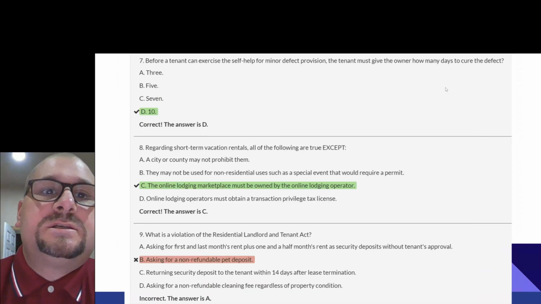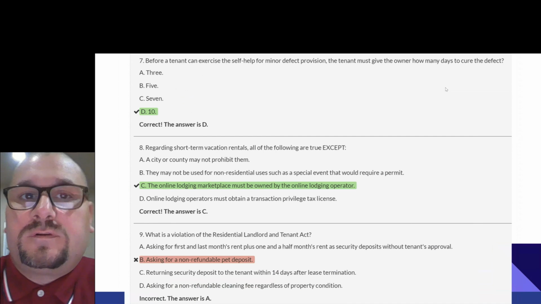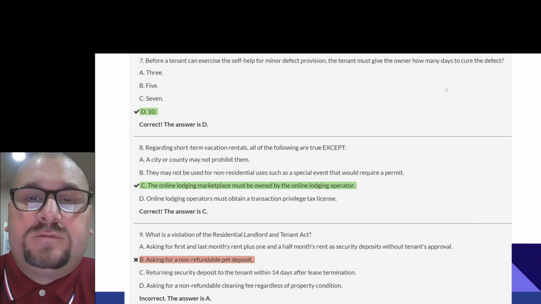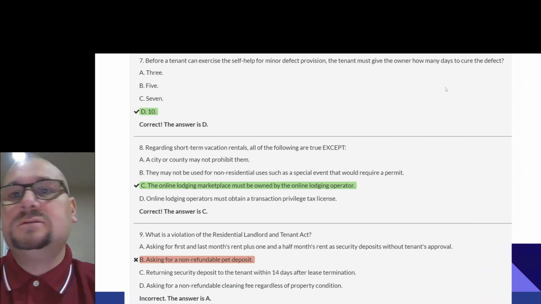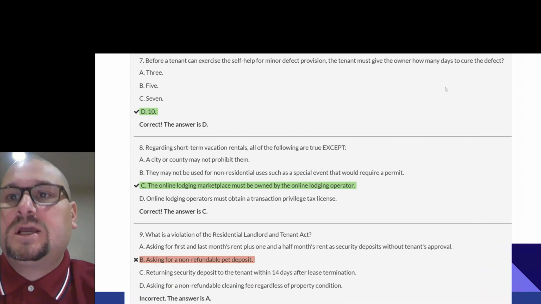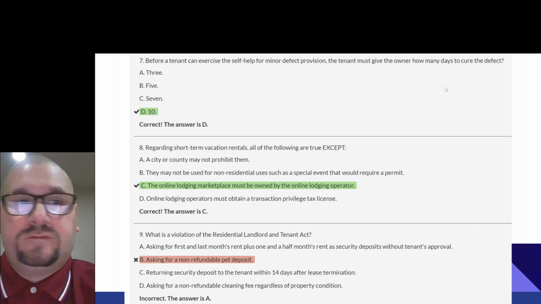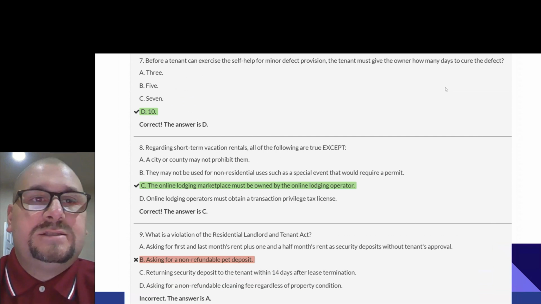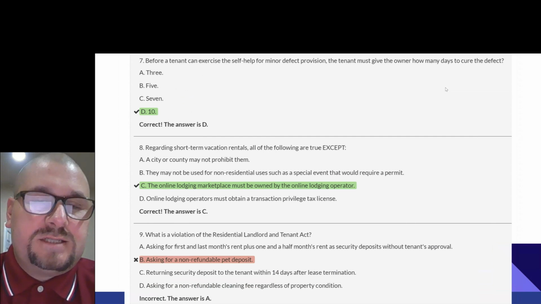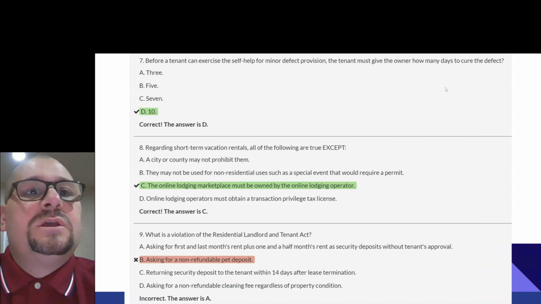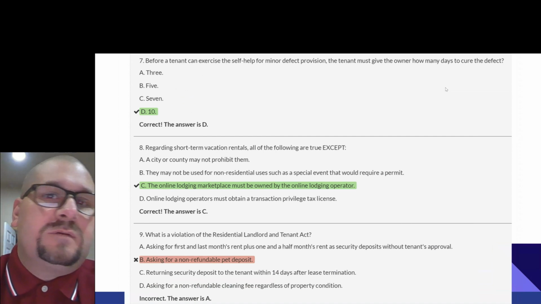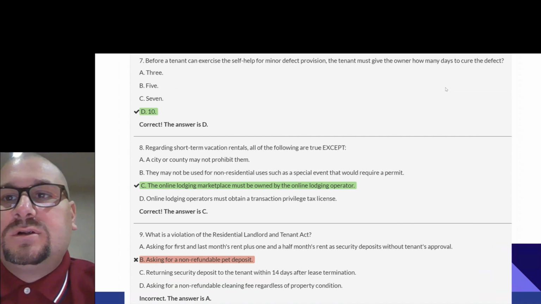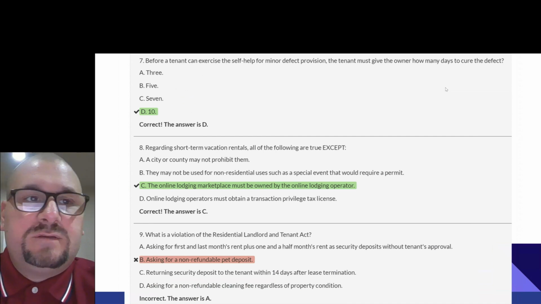Can exercise the self-help for minor defect provision. The tenant must give the owner how many days to cure the defect? Delta, 10 days. So the tenant has to give the landlord 10 days, right? Before a tenant can exercise the self-help for minor defect provision, the tenant must give the owner 10 days to cure the defect.